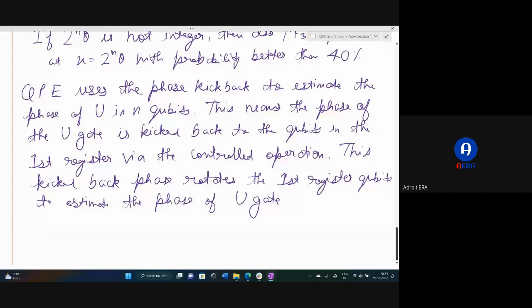Therefore, from the target where we are applying 2 to the j operations, the phase is kicked back into the first register via the controlled operations. Therefore, the phase value is slowly pushed back into all the n qubits gradually, and all those n qubits rotate in such a manner that once you do the QFT dagger and once you take the measurement outside, it indeed gives you the result of 2 to the n theta. That means your estimated phase value because of the mechanism of phase kickback.